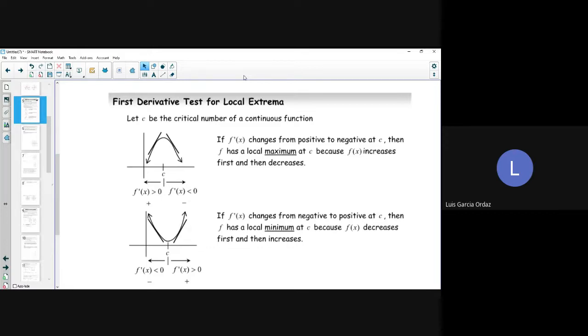If my slope is positive and then my slope is negative, I can assume that this point up here is going to be a max, because it increases first and then goes back down. Now, if the derivative of f of x goes from a negative rate of change to a positive rate of change, I can assume that this will be a minimum, because it decreases and then increases at that critical point.